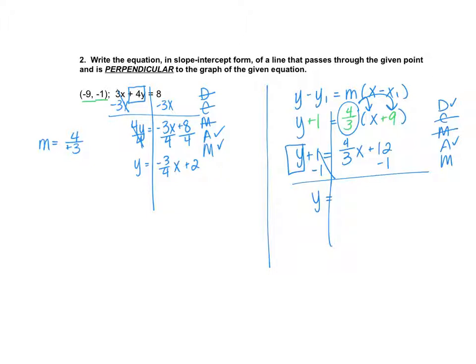I'm left with y is equal to 4/3 x plus 11. And it looks like I don't need to multiply or divide because y is already by itself. So this is my final answer of y is equal to 4/3 x plus 11. And that ends our notes for today.